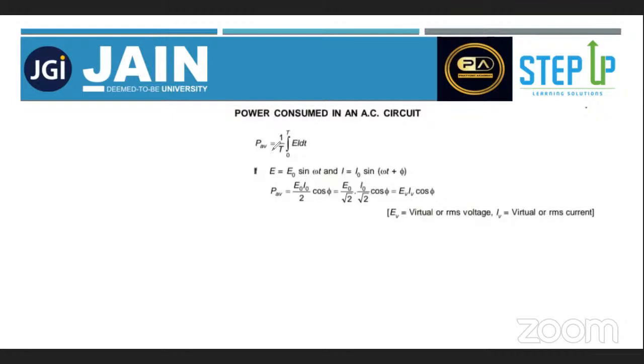What is power consumed? Power average is equal to 1 by T, integral from 0 to T. Here E is E naught sine omega t, and I is equal to I naught sine of omega t plus phi. P average will be written as E naught I naught by 2, because E naught is basically E RMS times root 2. So we write it as E RMS by root 2. E naught is equal to E RMS times root 2. Okay, so we are just substituting here. You can say E V value or E RMS value, both are the same thing. Okay, this is important.